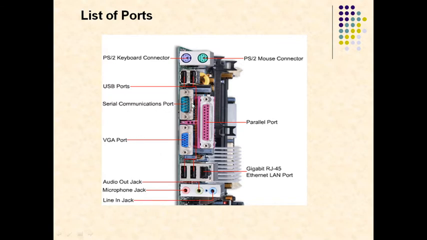Serial communication ports, VGA port for connecting to the monitor, parallel port, audio out jack, microphone jack, line in jack. Then you have gigabit RJ45 Ethernet LAN port. This is the LAN port where you connect the internet. Okay students, these are the different types of ports which we can see at the back of the CPU.